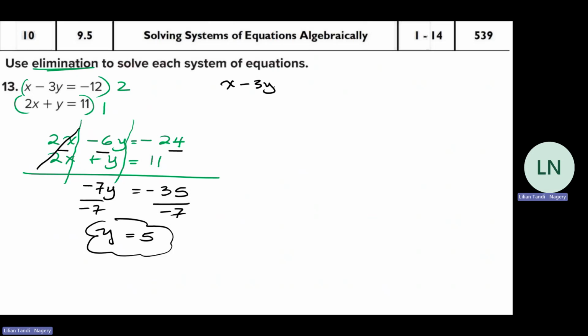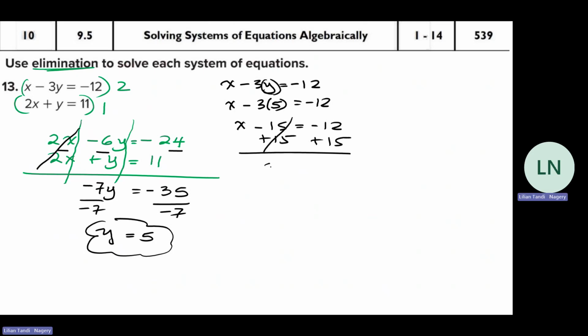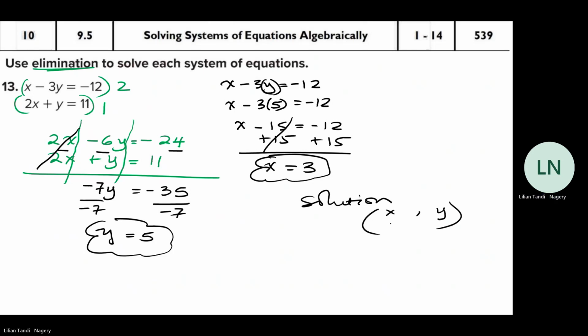X minus 3y equals to negative 12. X minus 3 times 5 equals to negative 12. X minus 15 is equals to negative 12, plus 15, plus 15. This goes away. X is 3. Solution, X then Y, 3 then 5. Box your answer.